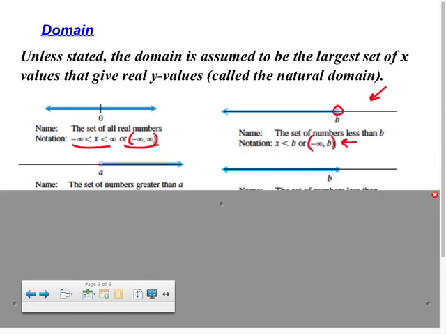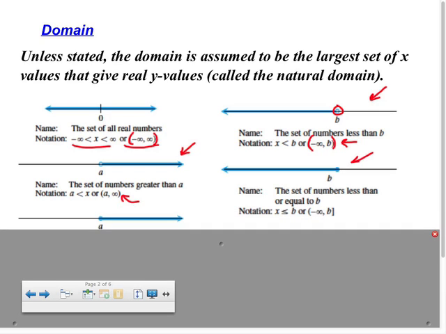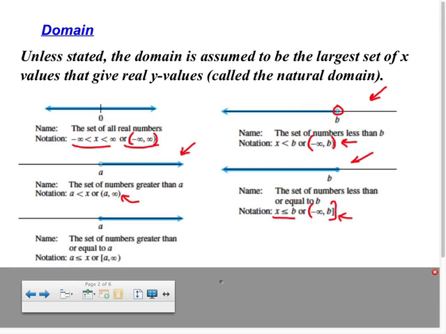And we can look at other examples here. The one on the left here, we're looking at all values that are greater than a, so again, using the parentheses there. On the right, the difference now is that we're saying less than or equal to b. b is included. So with inequality, you write it as a less than or equal to sign. Here, we would use a bracket to show that b is included, but notice you still have the parenthesis for negative infinity.